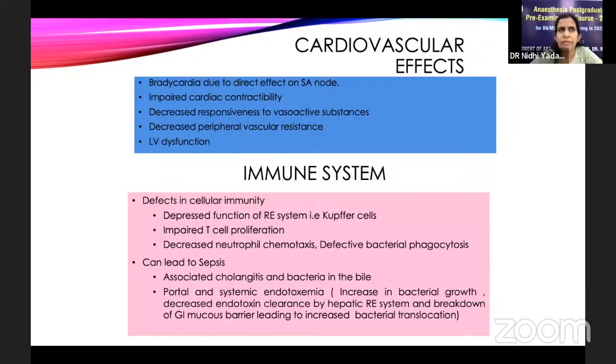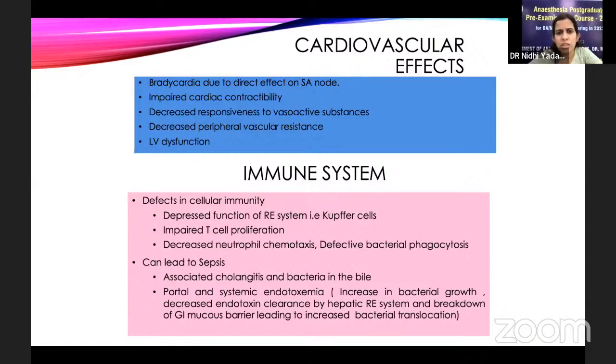The cardiovascular effects of jaundice on the cardiovascular system. There's bradycardia due to deposition of bile salts in the SA node, which leads to conduction abnormalities. There is decreased myocardial contractility. There is impaired cardiac contractility, decreased responsiveness to various vasoactive substances. There is decreased peripheral vascular resistance and LV dysfunction. These all factors will lead to depressed function of the myocardium. They lead to hypotension and bradycardia, which is also called jaundice bradycardia.